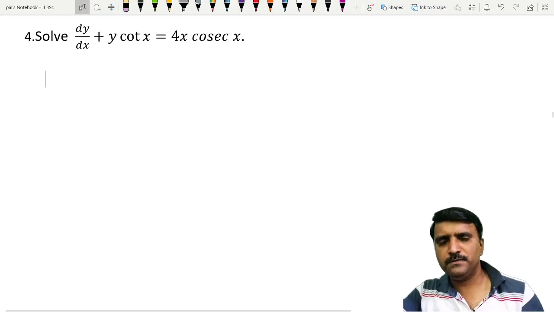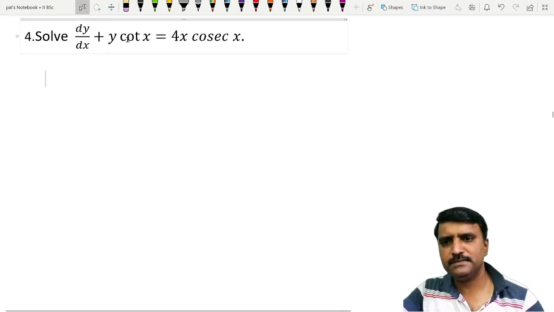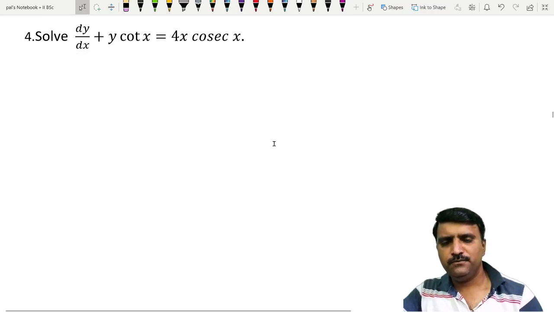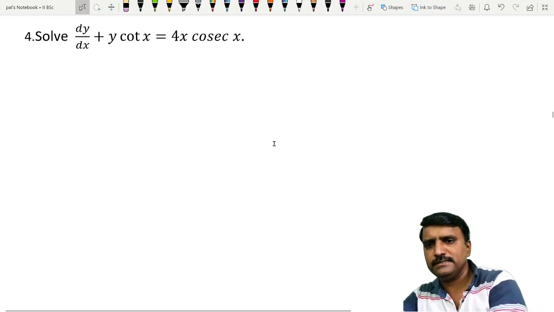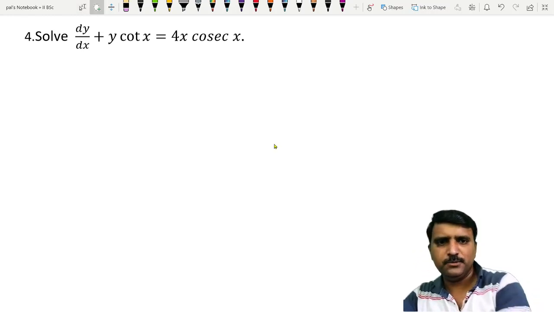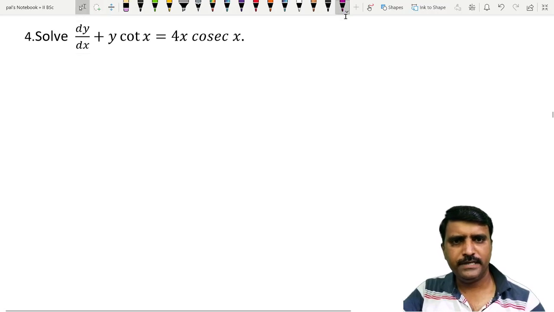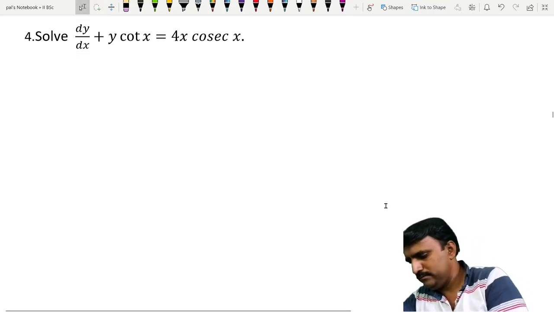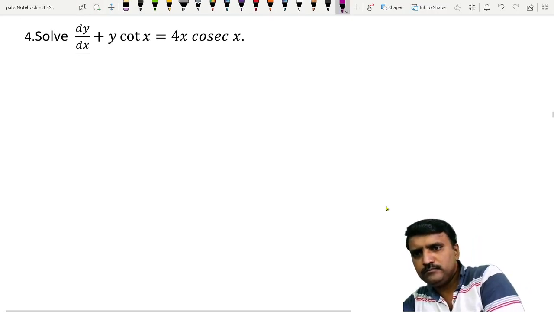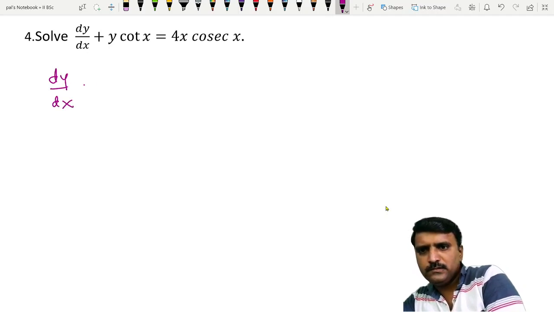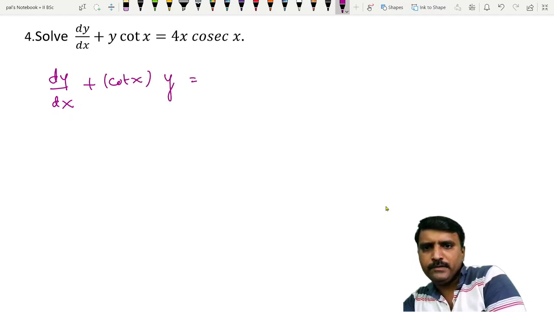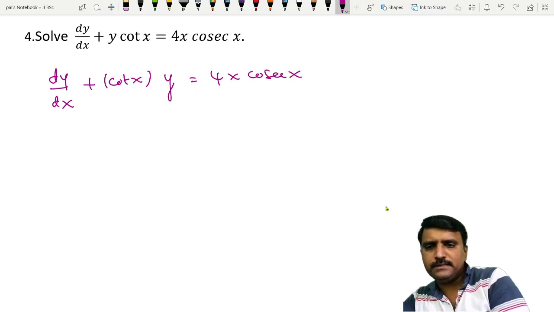See, one more problem of the same type. dy by dx plus y cot x is equal to 4x cosecant x. So I write this problem again. dy by dx plus cot x into y is equal to 4x into cosecant x.